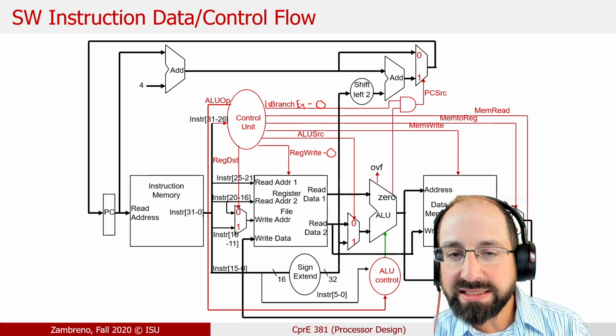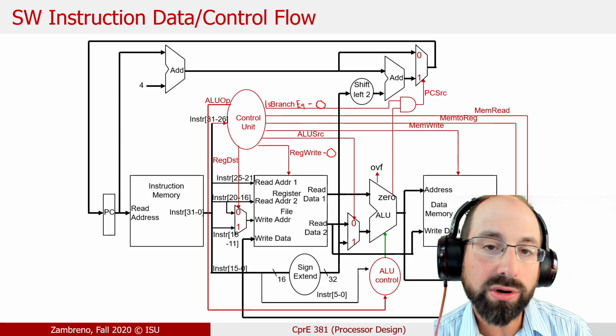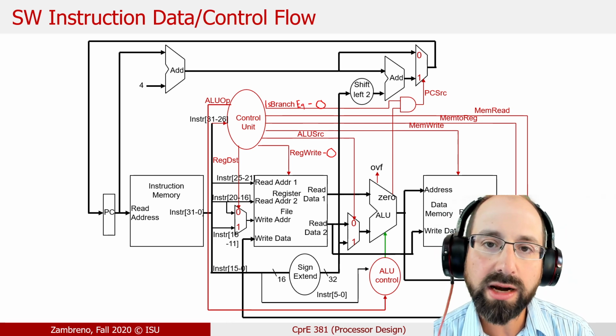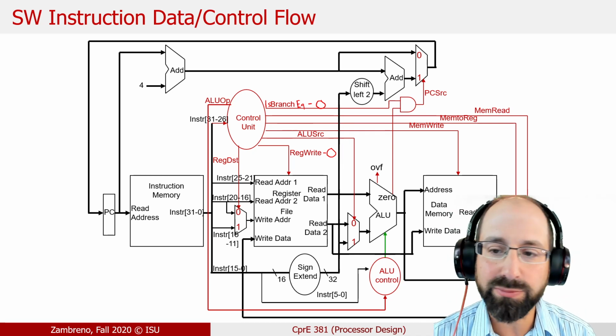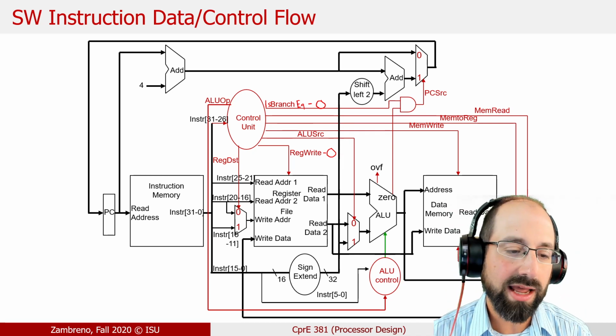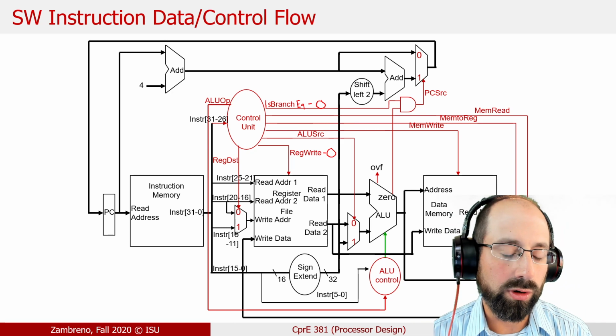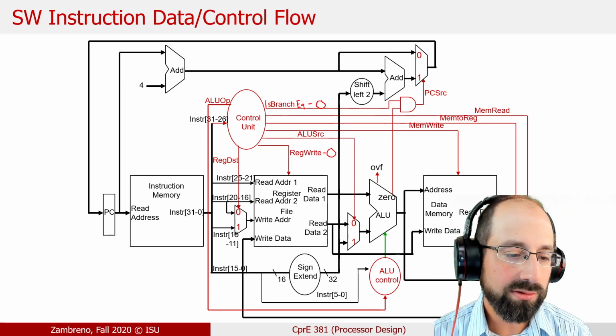If it's 0, we take the second read port of the register file as our input to our ALU. If it's a 1, we set the sign extended immediate as our input to the ALU. So yes for 1 and no for 0. And click now.